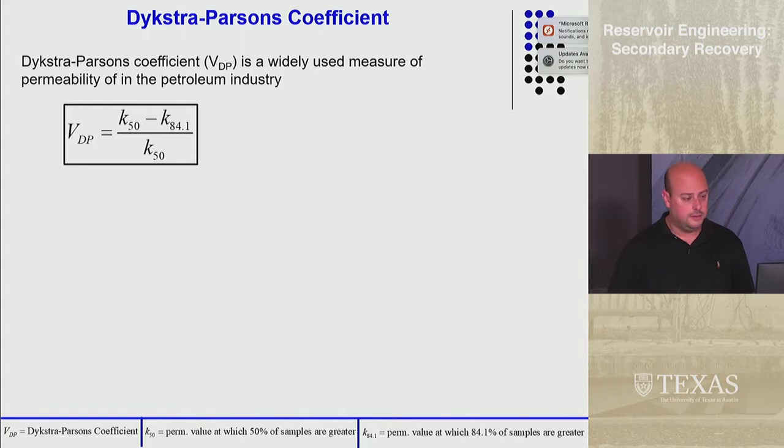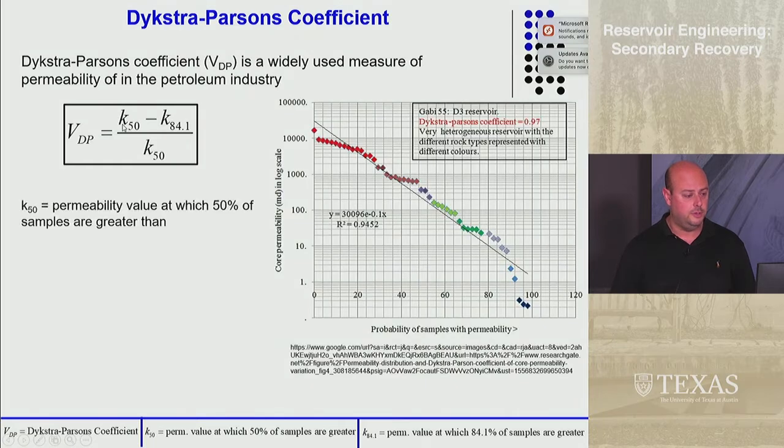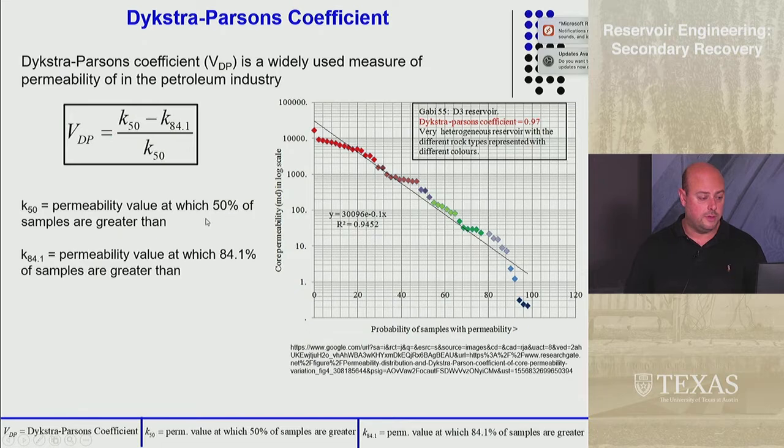And so it is defined, the Dykstra-Parsons coefficient is defined as the permeability value which 50% of the samples are greater than, minus the permeability value that 84% of the samples are greater than, divided by the permeability at which 50% are greater than.